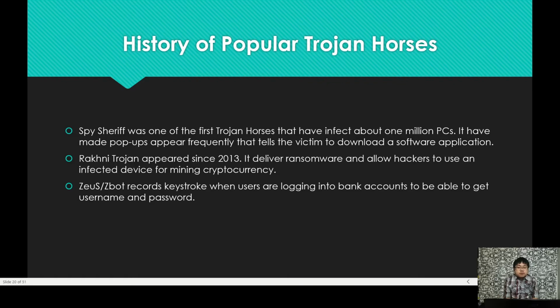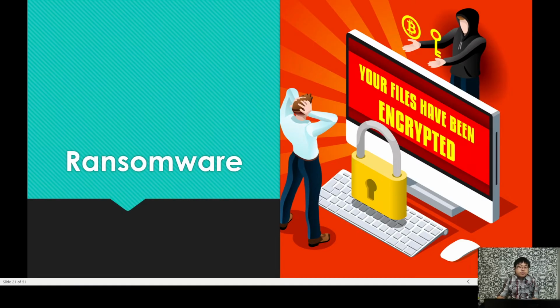Here is the history of popular Trojan horses. Beast was one of the first Trojan horses and infected about 1 million PCs. It made pop-ups appear frequently that told the victim to download a software application. The Arachnid Trojan appeared in 2013. It delivered ransomware and allowed hackers to use an infected device for mining cryptocurrency. Zeus/Zbot records keystrokes when users are logging into a bank account to get the username and password.